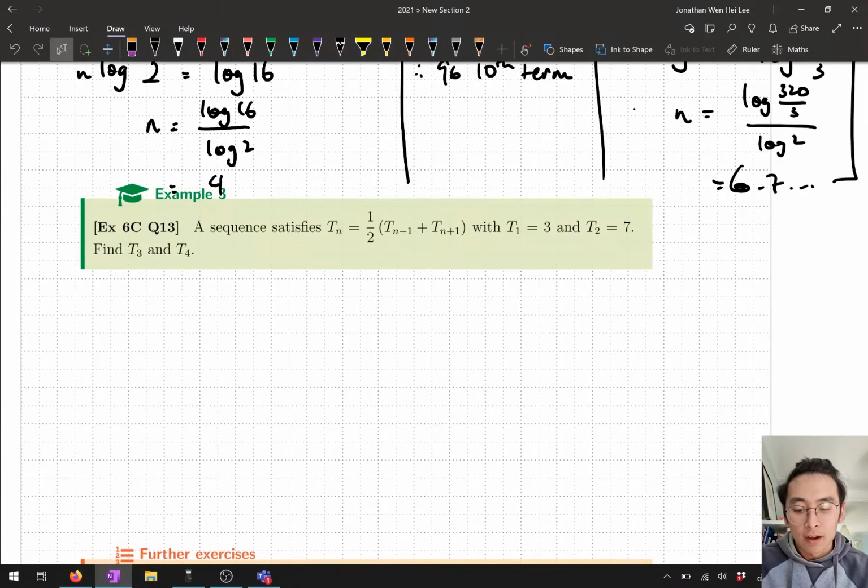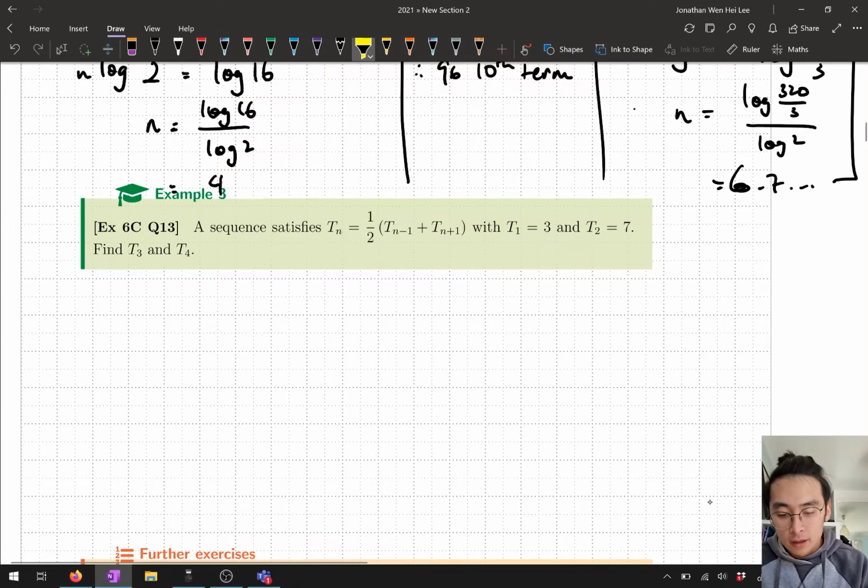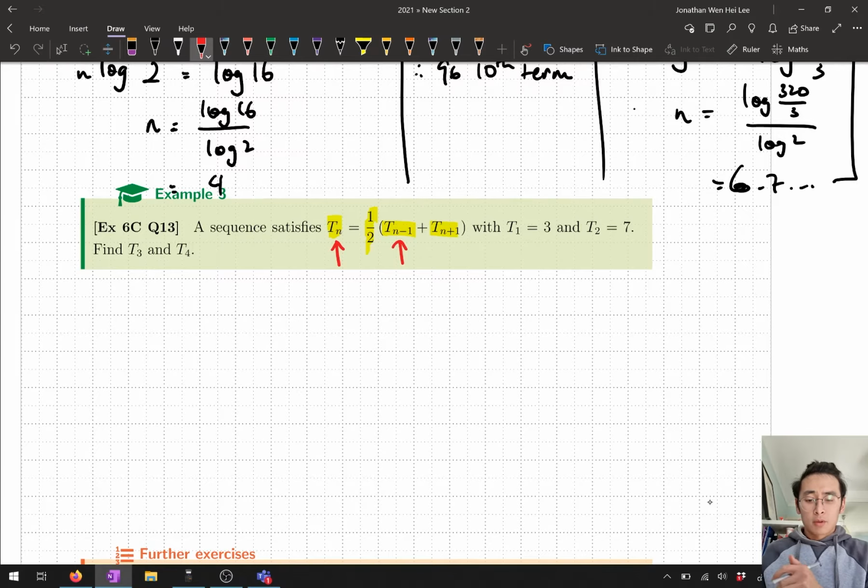A sequence satisfies this pattern. So here the pattern is Tn is equal to a half of Tn minus 1 plus Tn plus 1. Now if you think about this, this just means that my current term is equal to half of the term before it, n minus 1 is just the previous term, plus the term after it.